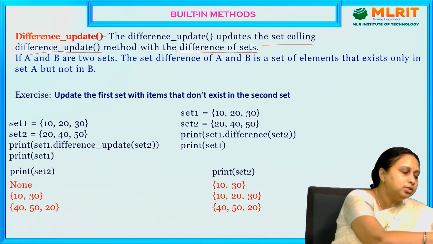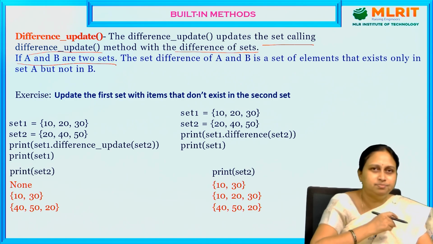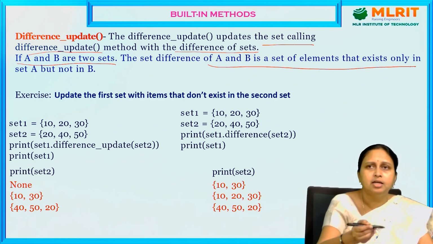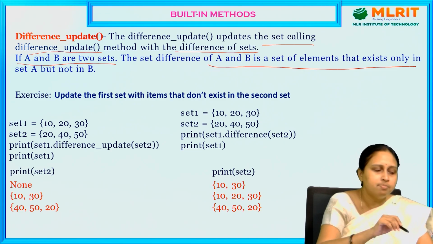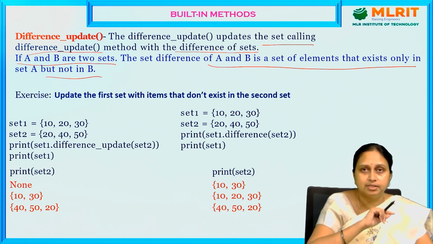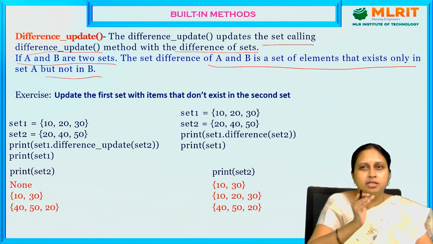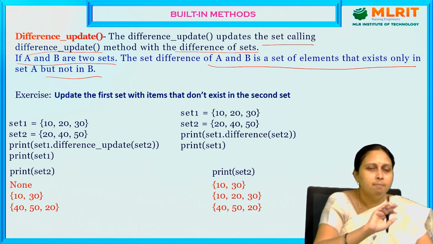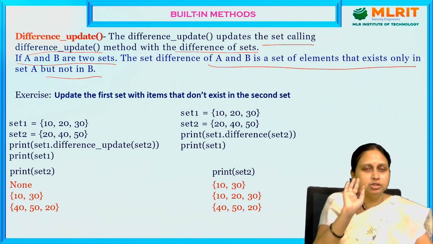If you consider two sets A and B, the set difference of A and B is the set of elements that exist only in set A but not in B, right? The difference we have already seen in the previous example. Set difference, A minus B, means it is going to take only the existing elements of set A but not in B. That is the one which it is going to take.